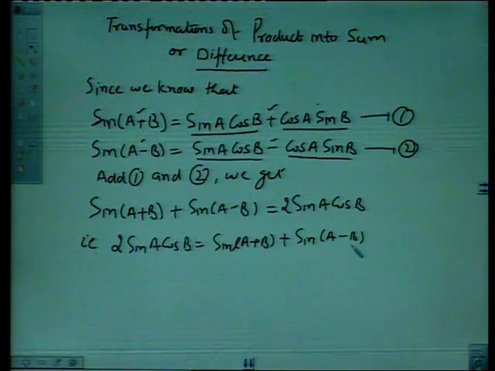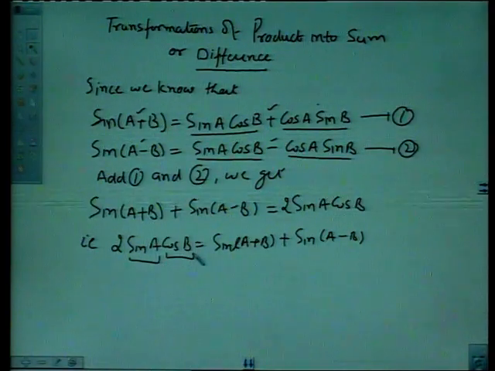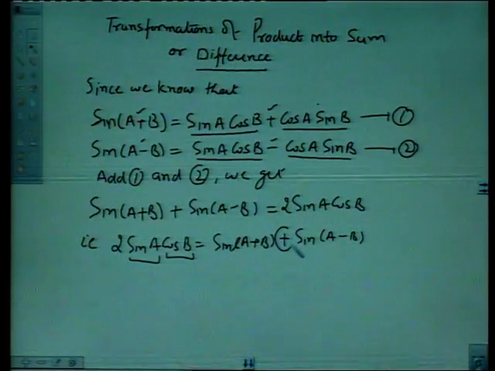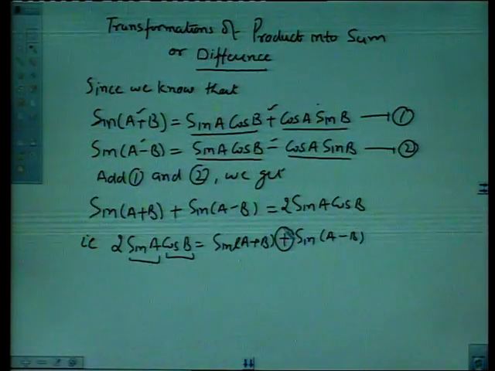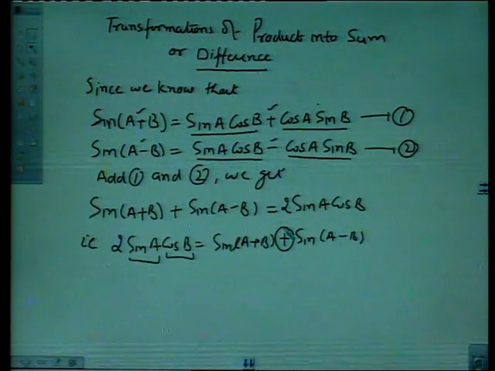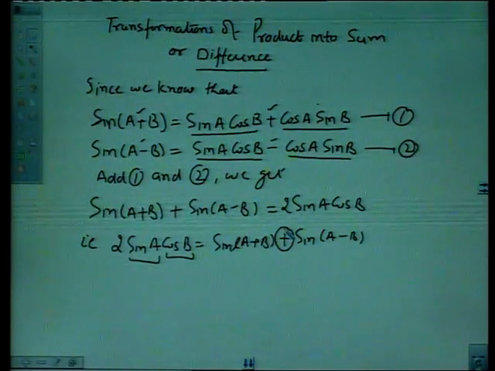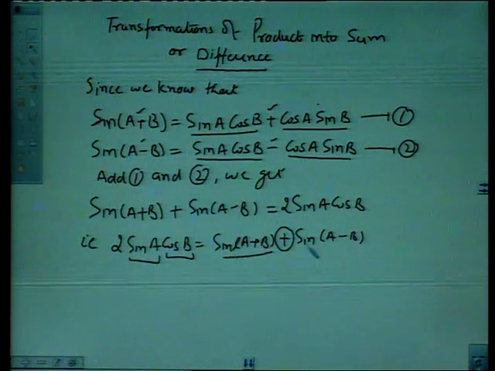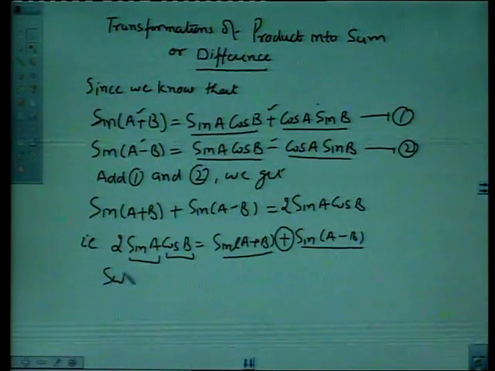So, what is happening here? This is the product of sin A and cos B, and we write the product of two trigonometric functions as a sum of sine functions. It means, as the title says, we transform the product into sum or difference. First of all, we write the product of sine and cosine as a sum of sin A plus B and sin A minus B.